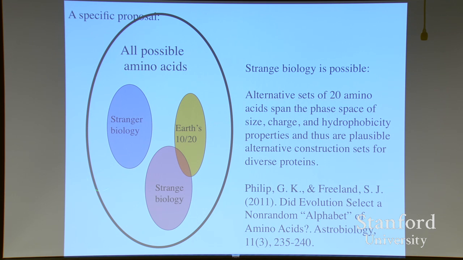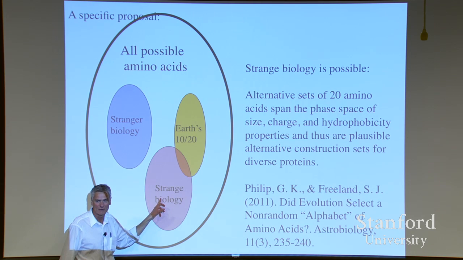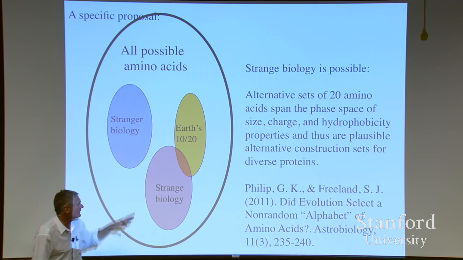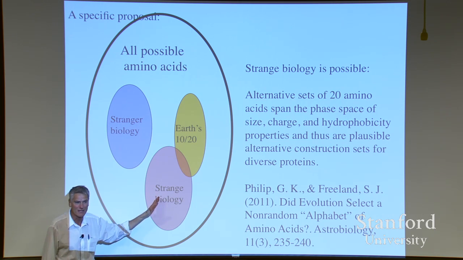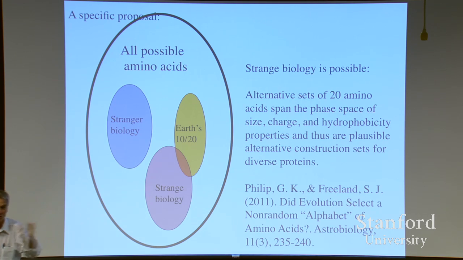Now, you could also imagine, but this is harder to imagine, a life that doesn't use even the simple 10 and makes them all. Stranger biology has no overlap with Earth's set. This is what we'd expect: overlap in the simple ones, divergence in the complicated ones. The simple ones, you get them for free and they're unique. The complicated ones, you don't get them for free, you've got to make them, and there's a combinatorial vastness in the number of choices each time you make one.